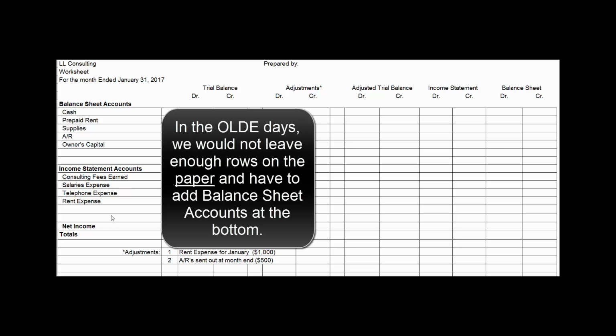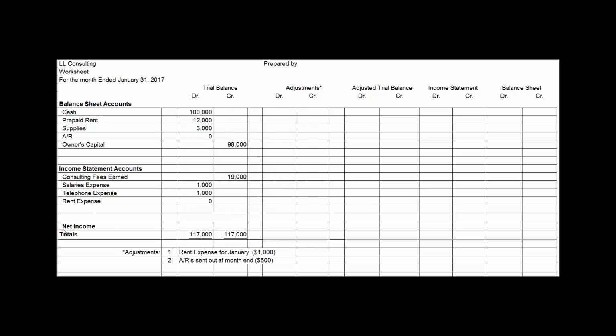Nowadays, that's not going to happen because we're all using Excel and we all know how to add a row up here to get another balance sheet account. But you may see in your homework a balance sheet account hanging out down here at the bottom. Watch for that. That's kind of a trick. Shouldn't happen anymore.